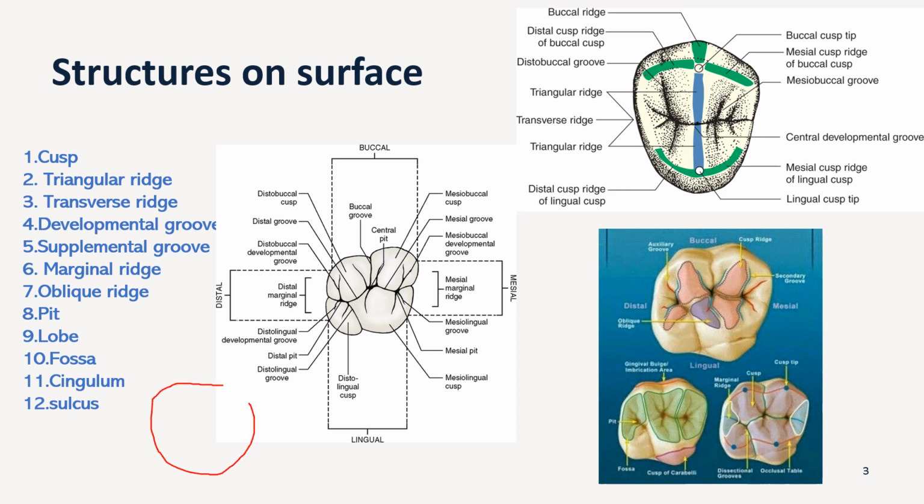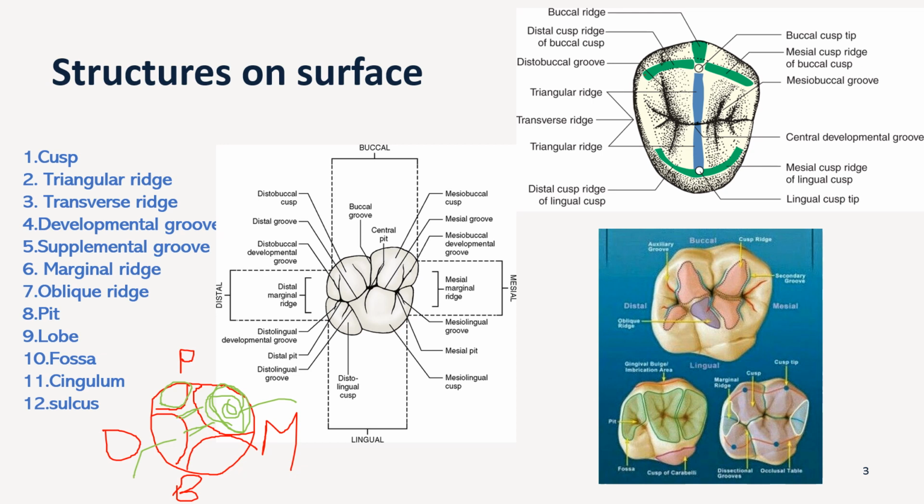Suppose this is the upper first molar. This is the palatal surface, mesial surface, distal surface, and this is the buccal surface. So we have the mesiopalatal cusp, distobuccal cusp, mesiobuccal cusp and distopalatal cusp. Remember, it is a feature that the upper first molar has the largest cusp, the mesiopalatal cusp, and the smallest is the distopalatal cusp. But the ridge which connects the mesiopalatal cusp to the distobuccal cusp is known as the oblique ridge.